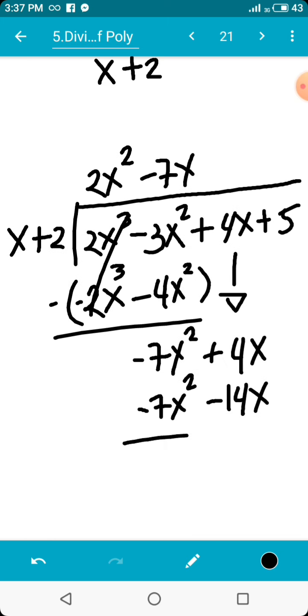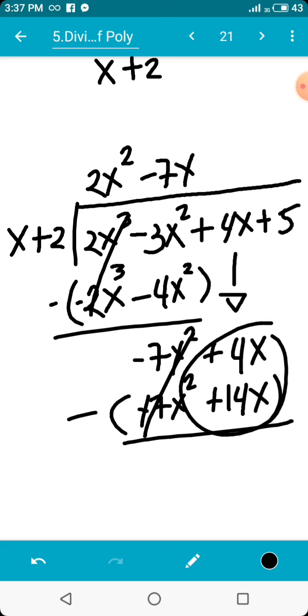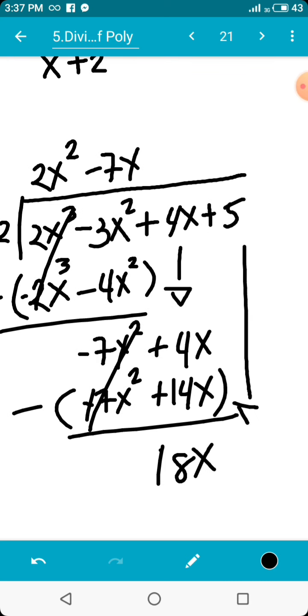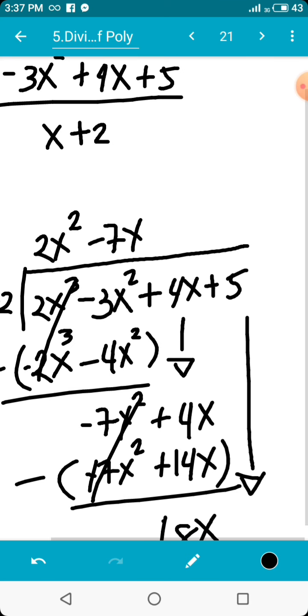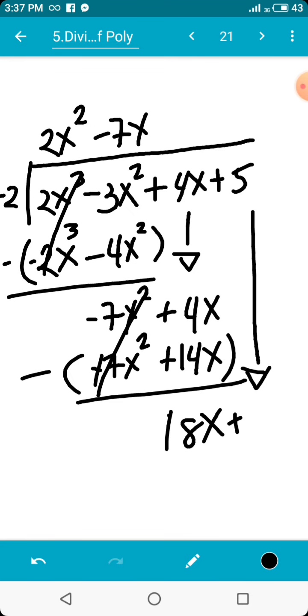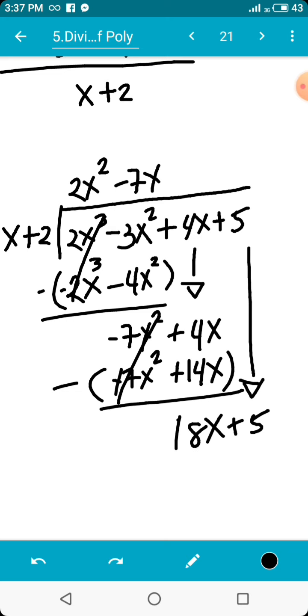Okay? So, minus ulit, but don't forget the open and close parentheses. So, magiging positive both sign. Okay? So, we have negative and positive 7x squared. So, canceled na siya. And then, we have positive 4x and positive 14x. So, we have positive 18x. Okay? And then, just bring down this. Is this 5 or 15? Oh, yeah, it's 5. Yeah, so bring down positive 5. So, divide ulit natin. 18x divided by x. So, we have positive 18.